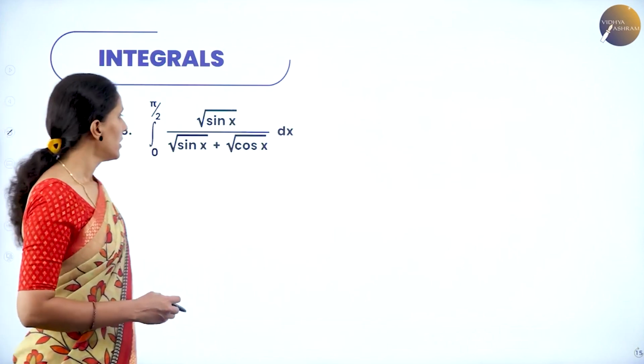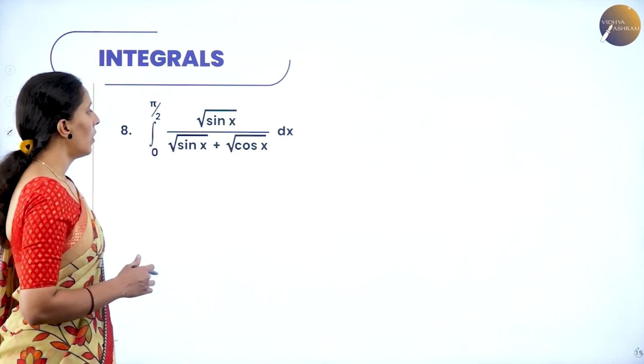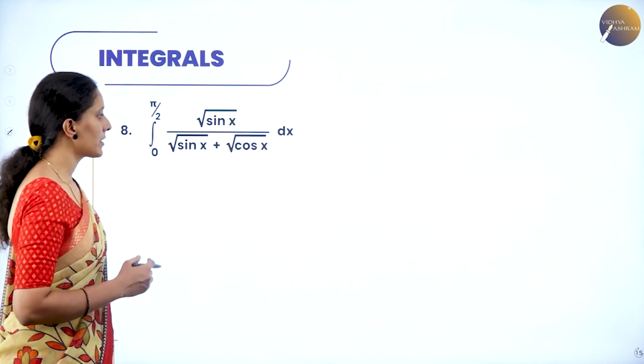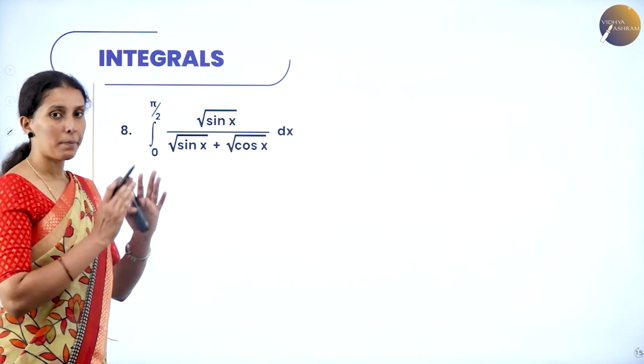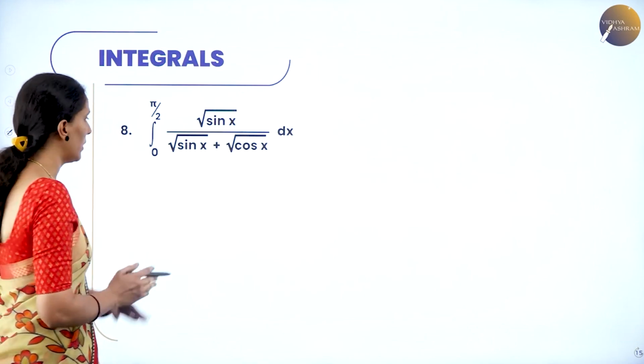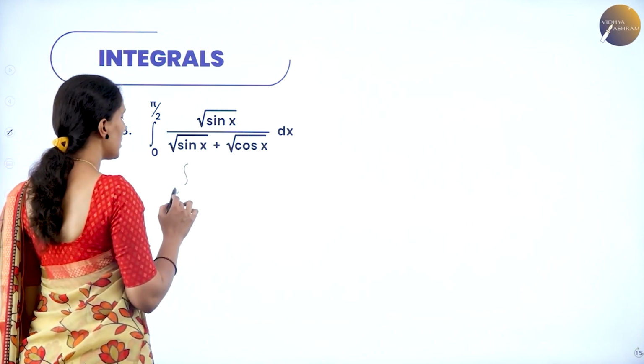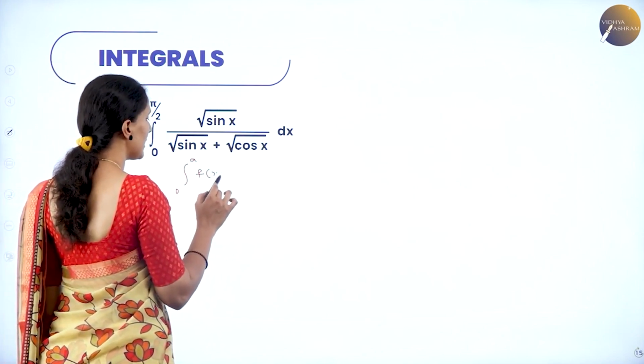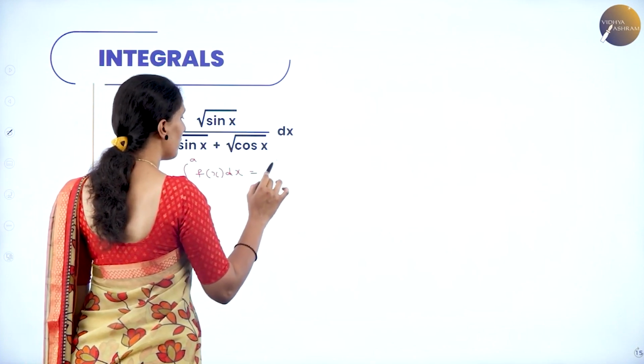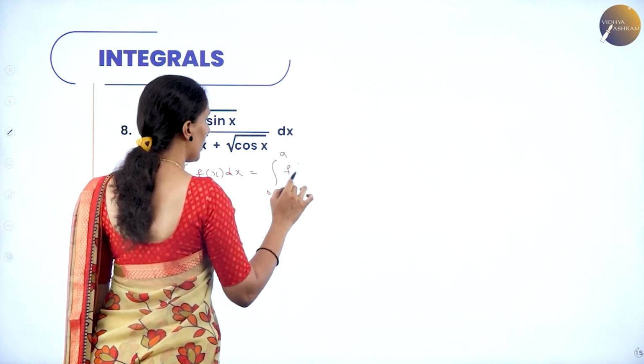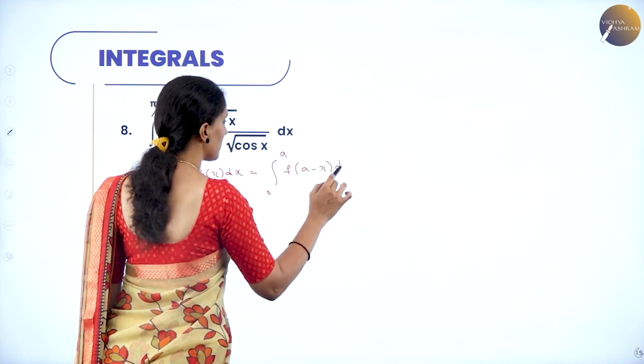Next, we have the integral from 0 to pi by 2 of root sin x divided by root sin x plus root cos x. Again applying property number 4: if you have the integral from 0 to a of f of x dx, you can write this in the form of the integral from 0 to a of f of a minus x dx.